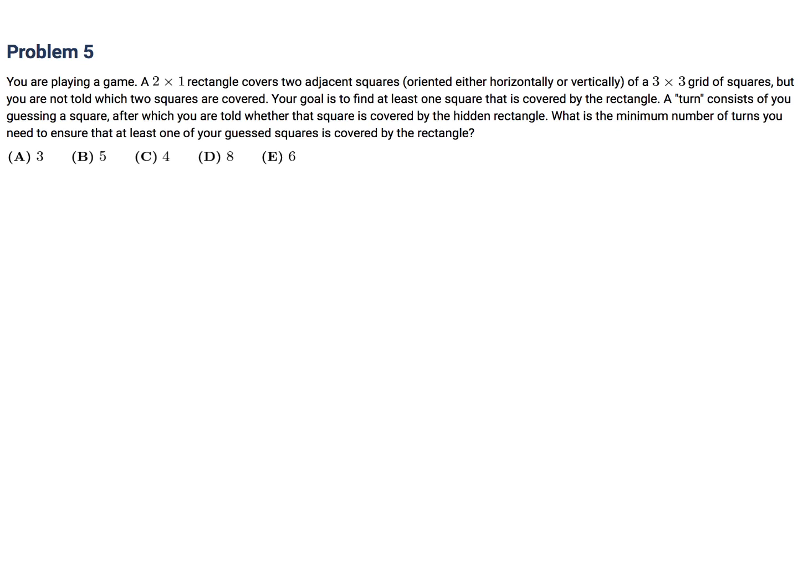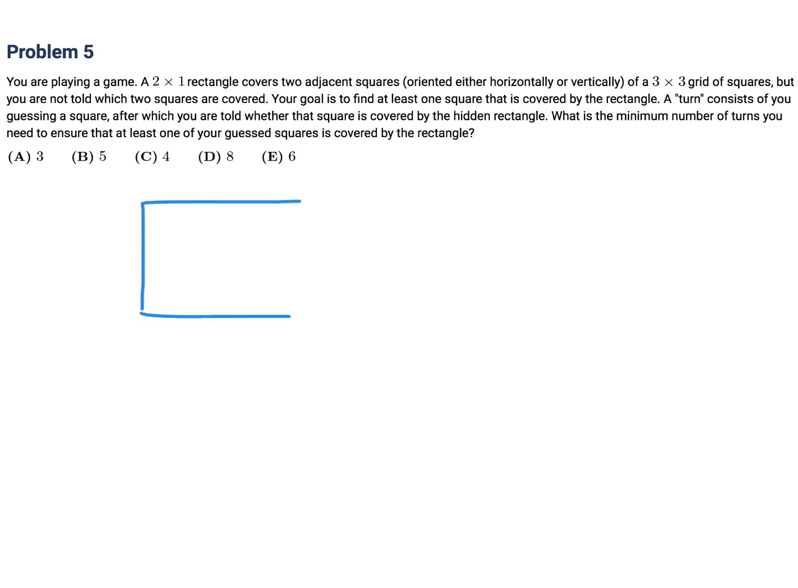You are playing a game. A 2x1 rectangle covers 2 adjacent squares, oriented either horizontally or vertically, of a 3x3 grid of squares, but you are not told which 2 squares are covered. Your goal is to find at least one square that is covered by the rectangle. A turn consists of you guessing a square, after which you are told whether the square is covered by the hidden rectangle. What is the minimum number of turns you need to ensure that at least one of your guessed squares is covered by a rectangle?